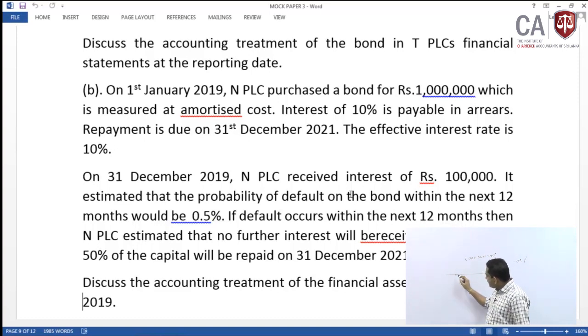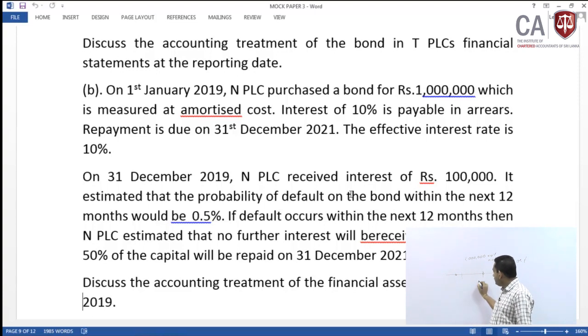If the default event occurs within 12 months time, we are losing the coupon interest over 2 years time plus 50% of the capital. Then you need to calculate the credit loss. Credit loss has to be the difference of the present values of the contractual cash flows and the cash flows to be received. Easier if you simply calculate the present values of the cash flows to be lost.